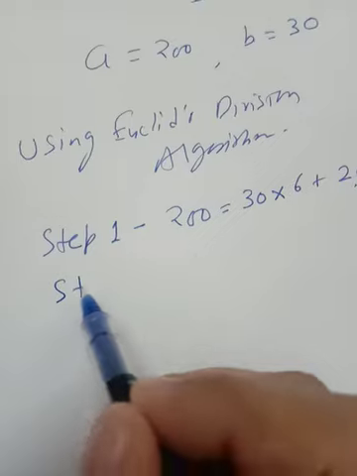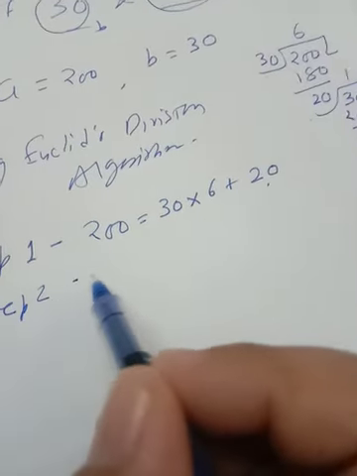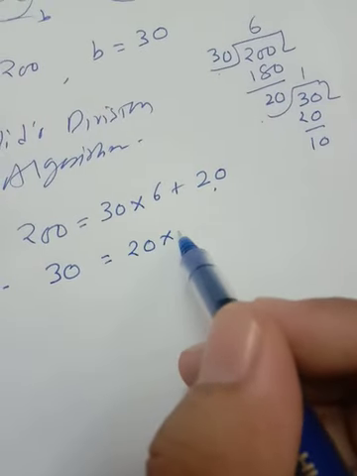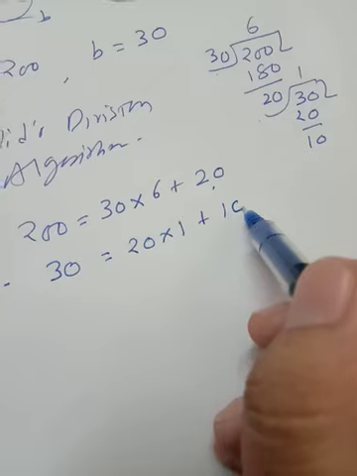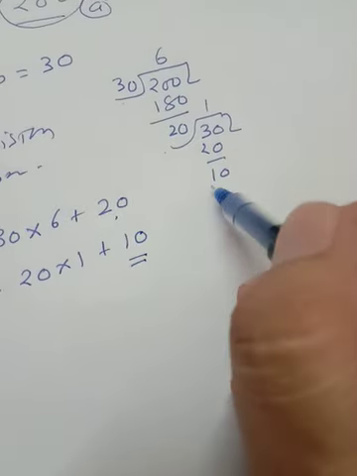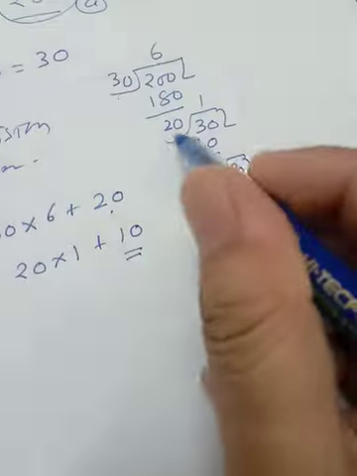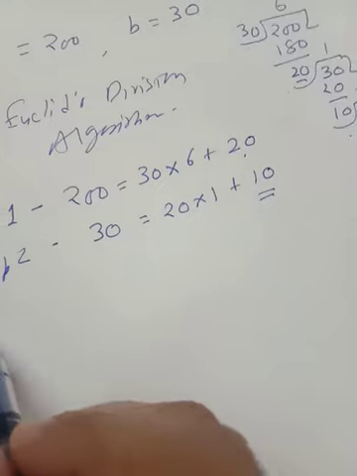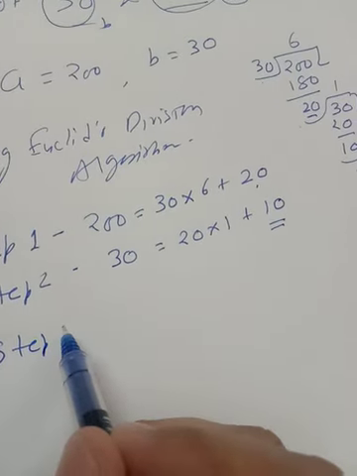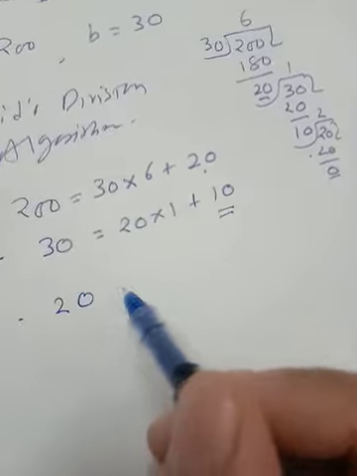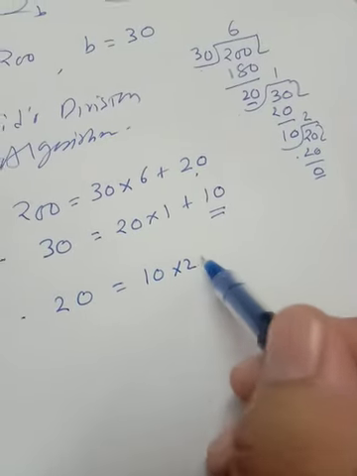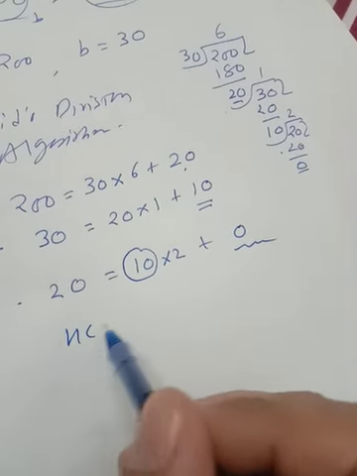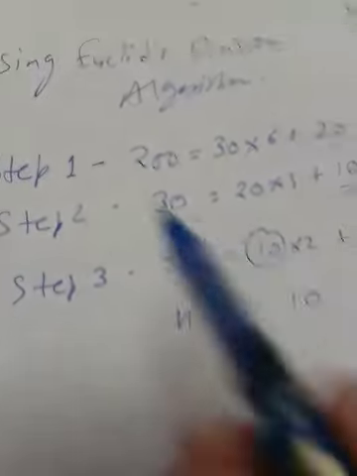Next you will write step 2. You will write 30 as 20 into 1 plus remainder 10. Again the remainder is not 0, so we go to the third step. Now 20 will be divided by 10. 10 times 2 is 20, remainder is 0. So step number 3: 20 can be written as 10 into 2 plus remainder 0. Now you are getting remainder 0, so your HCF is 10.